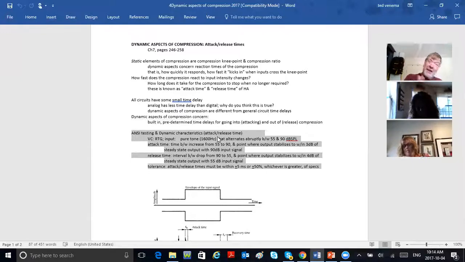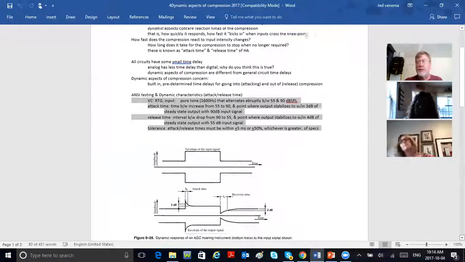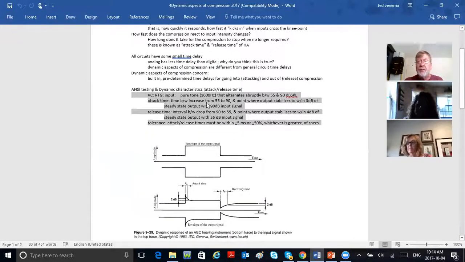So then, beyond those 5 tests of ANSI, you can also test the attack or release time. That's very commonly done to see what that's looking like. And that's what this is here talking to you about. So this just tells you how that was done. Okay? I really don't care that you memorize that at all, but they just had a tone of 1600 hertz and it alternated between 55 and 90.